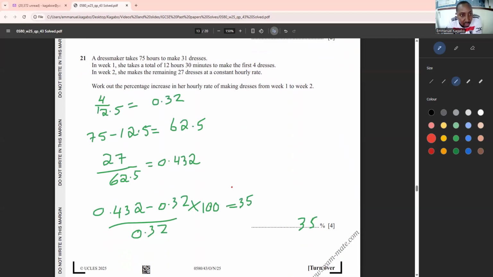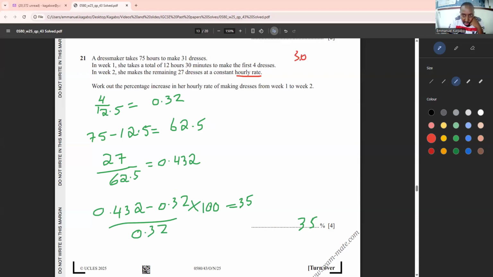This is another question. A dressmaker takes 75 hours to make 31 dresses. In week 1, she takes a total of 12 hours and 30 minutes to make the first 4 dresses. In the second week, she makes the remaining 27 dresses at a constant hour rate. That's very important, okay? Good. Now, the question is, work out the percentage increase in her hour rate, okay? In terms of 1 hour, how long does it take? Now, let me do the question. 12 hours, 30 minutes is 12.5, okay?